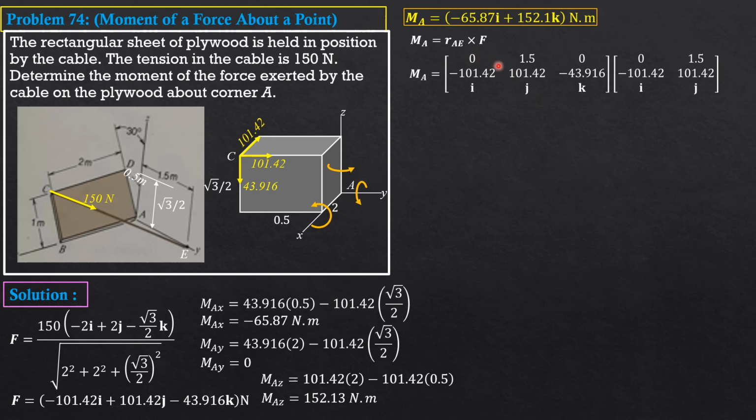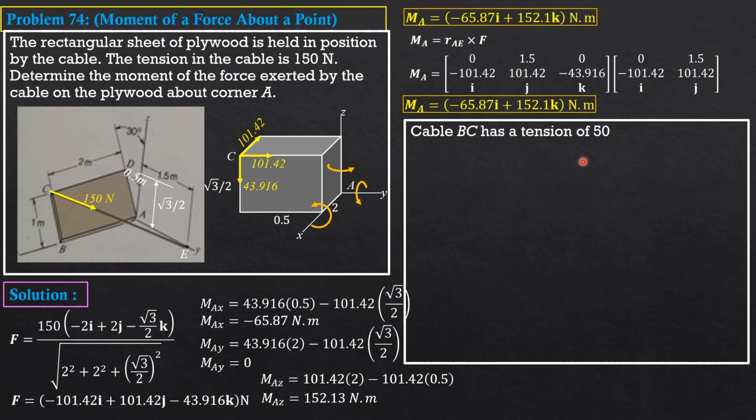Along K, 0, then minus negative, so plus 101.42 times 1.5. 101.42 times 1.5 is 152.13. Therefore, the moment about A is negative 65.87 I plus 152.1 K Newton meter. Then that's it for your part.